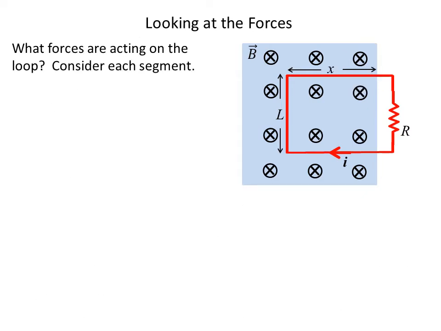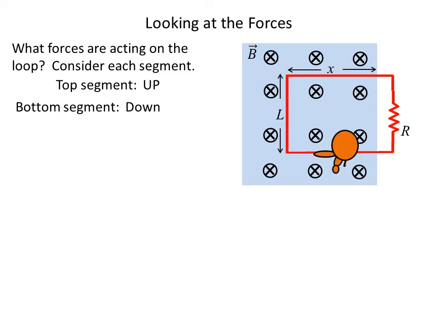Let's look at the forces on the loop. What are the forces acting on the loop? We should consider each of the segments. The top segment has a force that points upward. If we put our forefinger in the direction of the current, and the fingertips on our hand point in the direction of the B field, then our thumb points upward, giving a force upward. Similarly, on the bottom segment, we end up having a force pointing downward, and it's equal in magnitude to the one pointing up, so they cancel. So the top and bottom segments have a net force of zero.